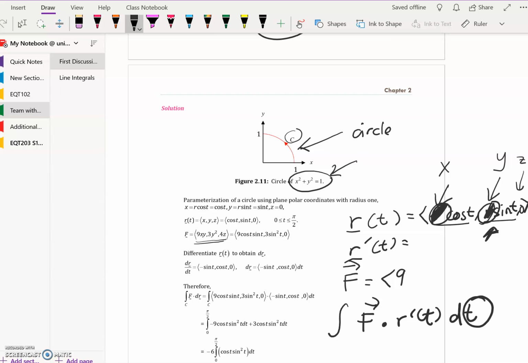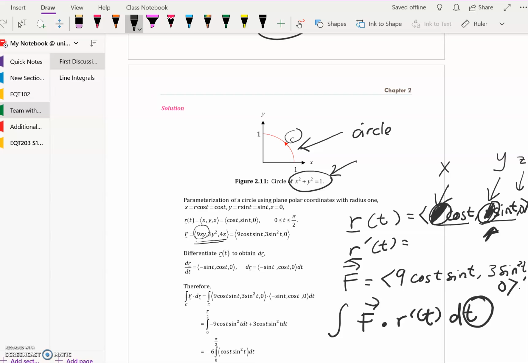Okay, so going back to here, 9xy means that you have 9 cos t sin t, comma. And then you have 3y square, which is 3 sin square t, comma. And then z is 0. So that is your F. F dot r prime(t) dt.